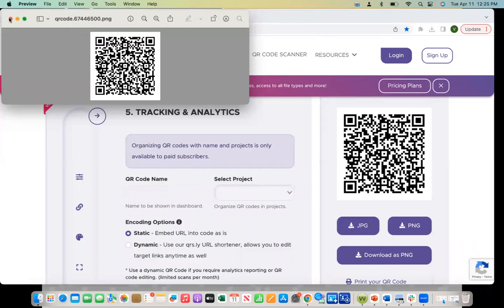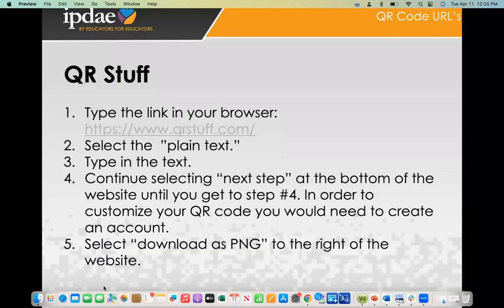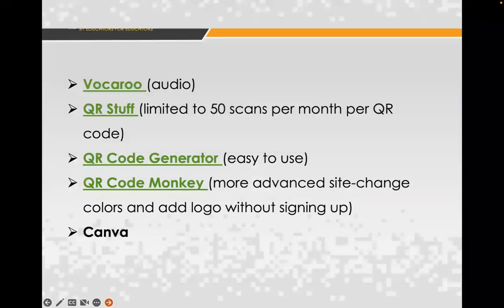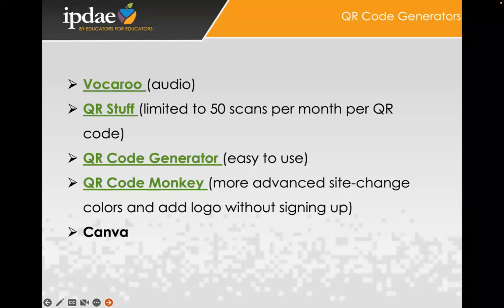Let me go ahead and look at this. All righty. So here's some of the stuff that you can use QR codes with, of course. Vocaroo to record audio, which I love, Vocaroo, or Vocaroo if I'm pronouncing it wrong. QR stuff, limited to 50 scans per month. There's QR code generator, which I didn't show you, but that's also another free site. I like sites where you don't have to sign in. So all these require no signing in. And then QR Monkey, which I feel is more advanced, where you can change the colors, add logos, do all that free stuff without signing up.